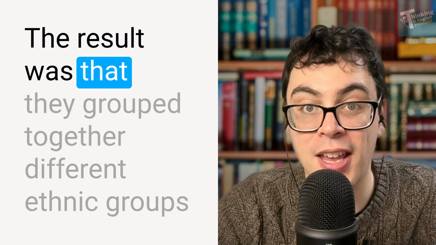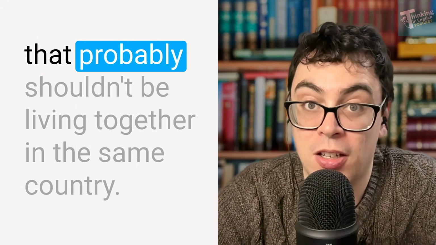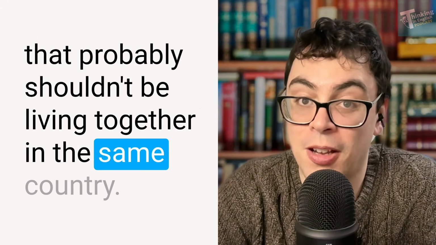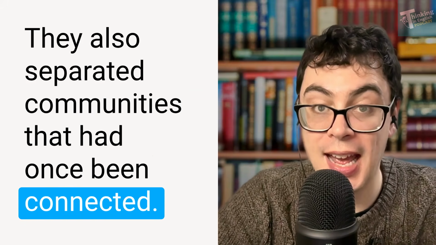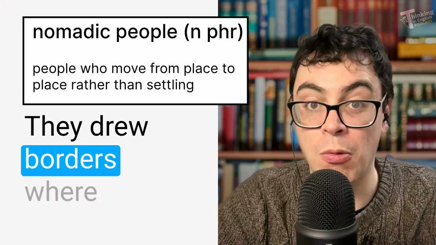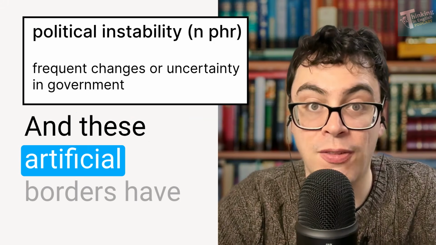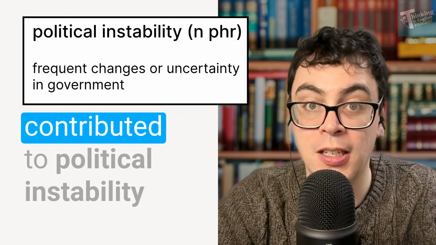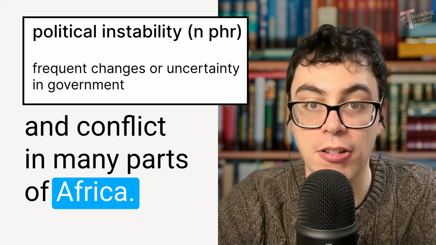The result was that they grouped together different ethnic groups that probably shouldn't be living together in the same country. They also separated communities that had once been connected. They drew borders where nomadic people used to cross regularly. And these artificial borders have contributed to political instability and conflict in many parts of Africa.